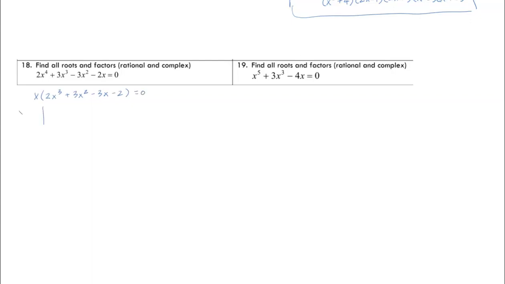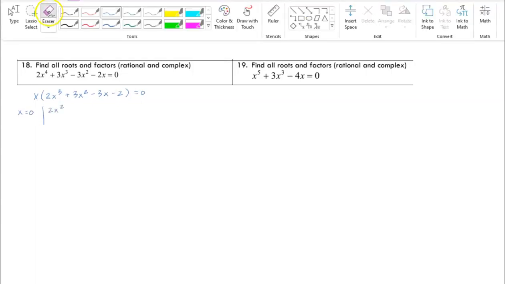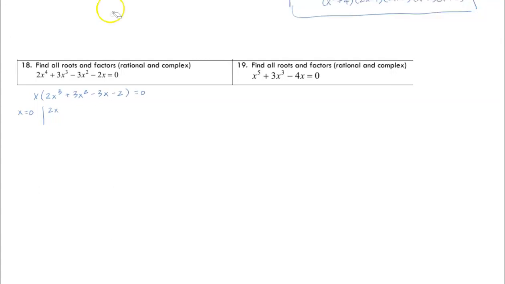Okay, and then we can say this is x equals 0, 2x cubed plus 3x squared minus 3x minus 2 equals 0. And then we can do p over q. So plus or minus 1, plus or minus 2, and then the denominator of 2, plus or minus 1/2. Okay, let's go ahead and set up our 2, 3, -3, -2.